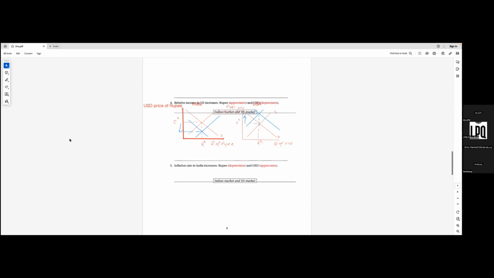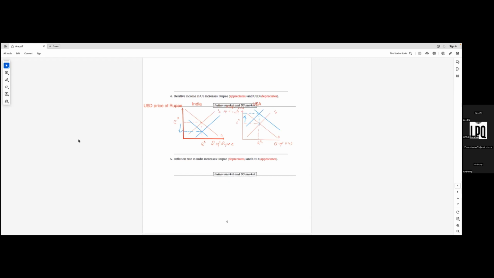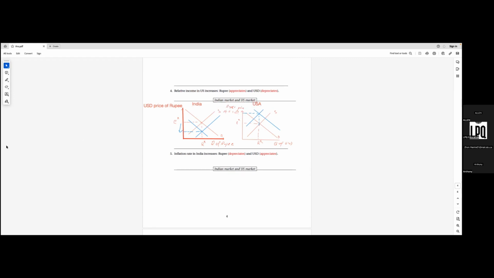The next one, number 4. Relative income in USA increases. So American workers can make more money. If they can make more money, they will demand more things, import more things from the Indian market. So the demand for rupees increases, and the demand curve shifts to the right.